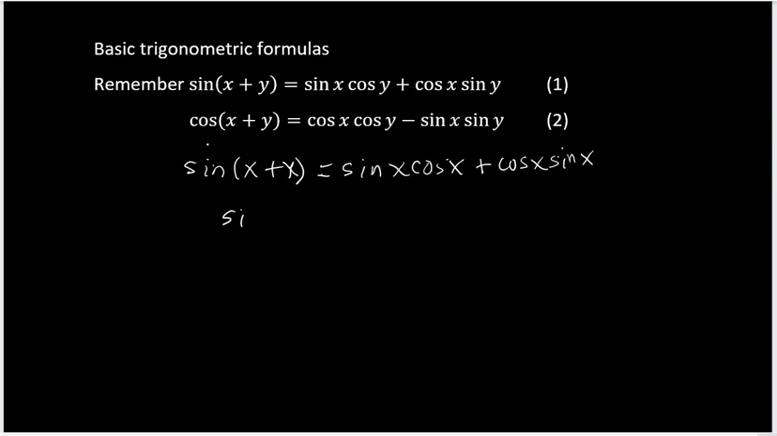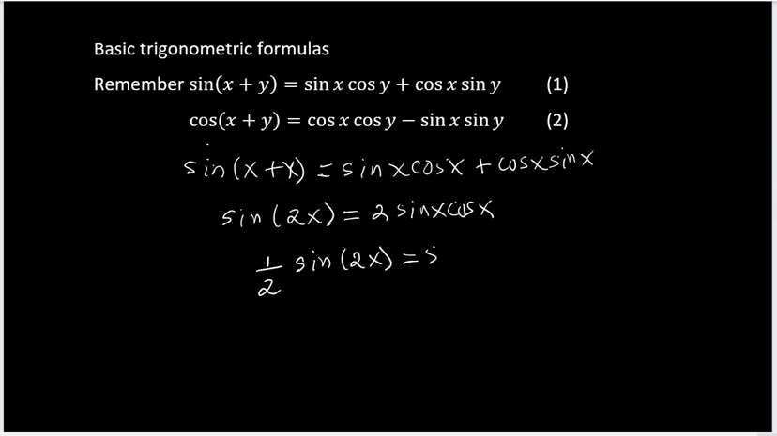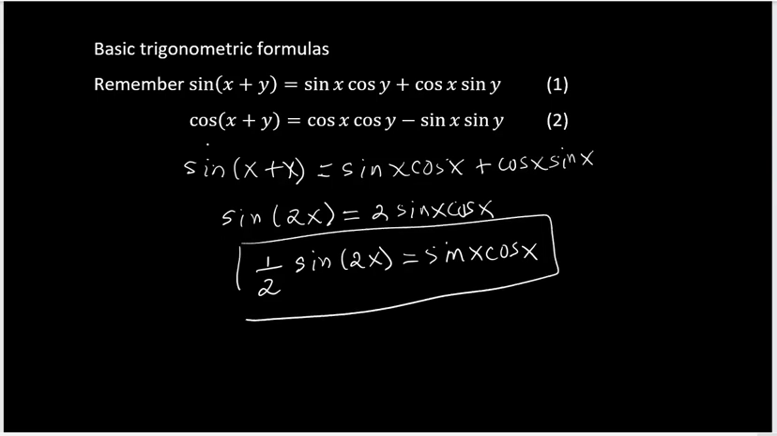So I'm getting in the left side sine 2x, and on the right side now you can combine, you get 2 sine x cosine x. If we divide both sides by 2, I get 1/2 sine 2x equals sine x cosine x. For upper level math classes, these formulas are really useful. So you need to remember this.